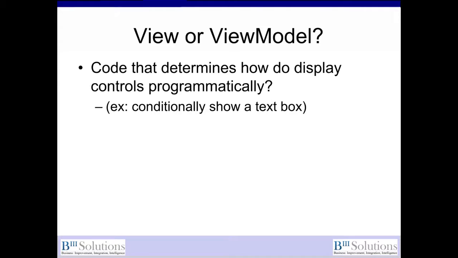If we have code that determines how to display controls programmatically, would this go in the view or in the view model? An example of this would be conditionally showing a text box. Who thinks it's in the view? Who thinks it's in the view model? We're just about split on this one. This would actually go in the code behind of the view.